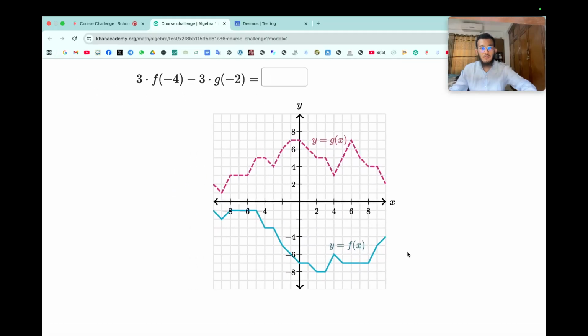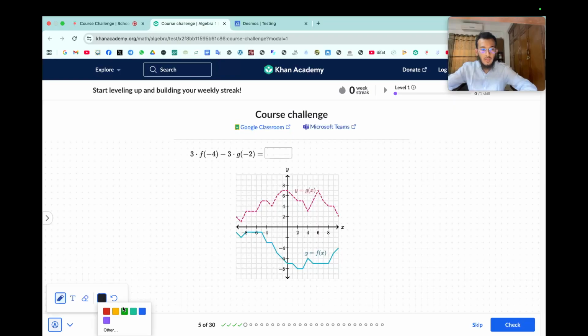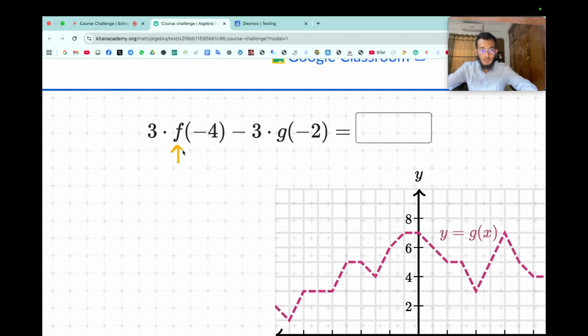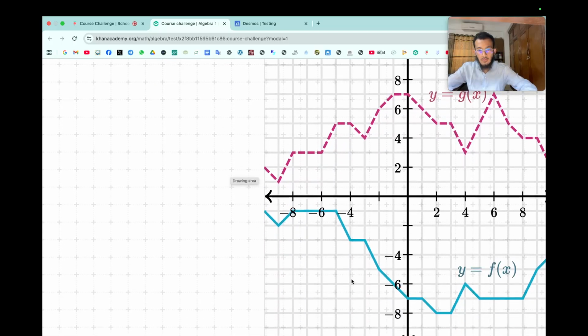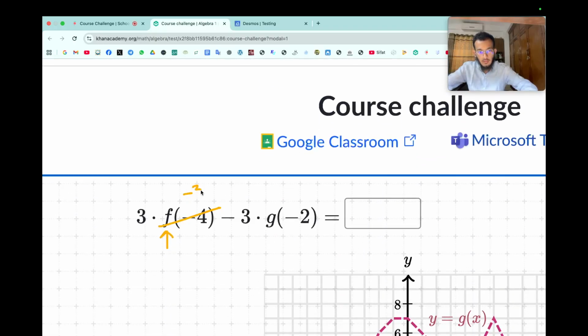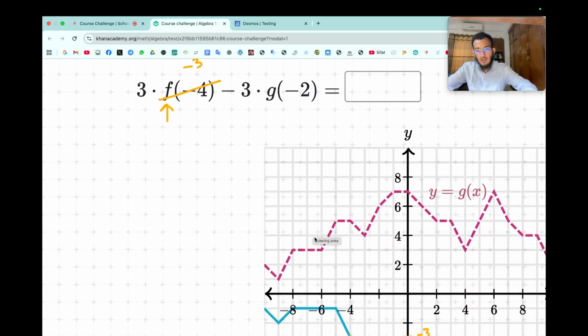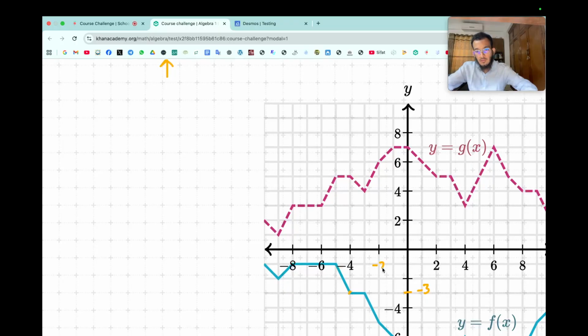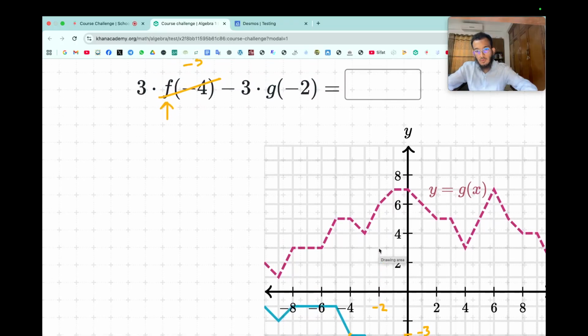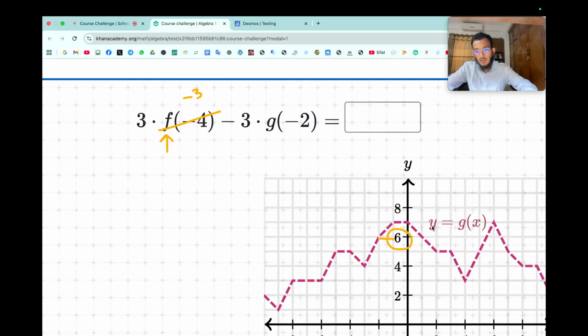Alright, so we have to solve 3 times f(-4) plus 3 times g(-2)... let's see what the function f gives us as output for -4 input. So for -4 input, we have an output of -3. So f(-4) gives us -3. We can replace this with -3. Then 3 times g of -2. For -2, for g we have +6. So I can replace this with +6.